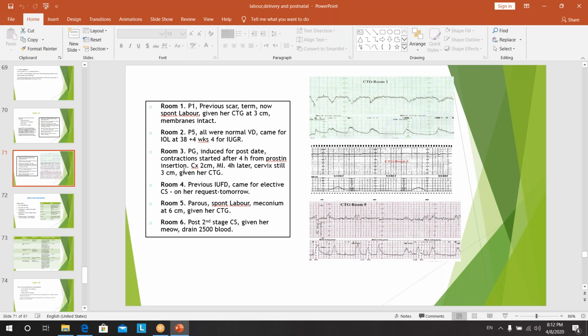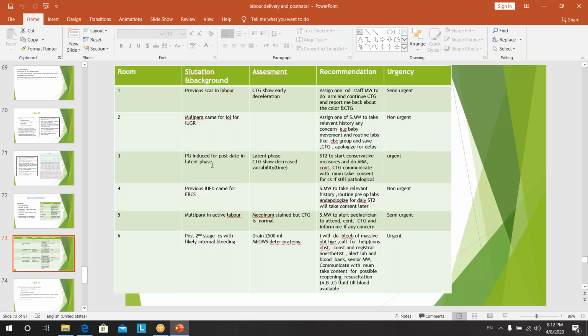Case room 3, this is a primigravida induced for post-date, and she was 2 cm, and after 4 hours 3 cm, but her CTG, as you see, is pathological CTG because there is decreased variability. So this patient, primigravida induced for post-date, is in latent phase.